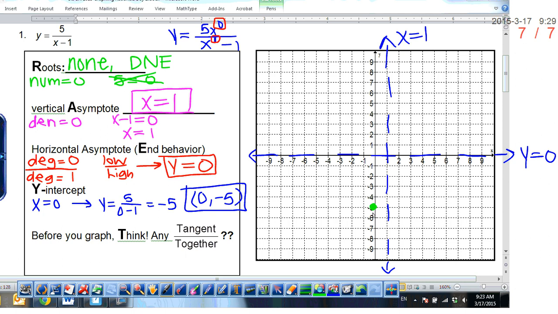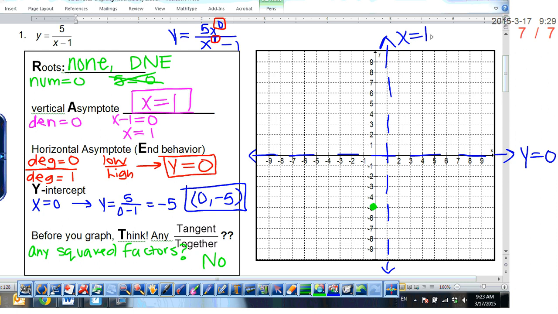Okay, so what we want to do is it says before you graph, meaning before you draw in the rest of your curve, think using your t. Are there any tangent or togethers? So really what you're looking for, are there any squared factors? No, because we just have 5 on top, which is just a single factor, and x minus 1, which is a single factor. So we don't have any square factors. So we don't have any tangent roots. Well, we don't have any roots at all, right? And we don't have any together asymptotes.